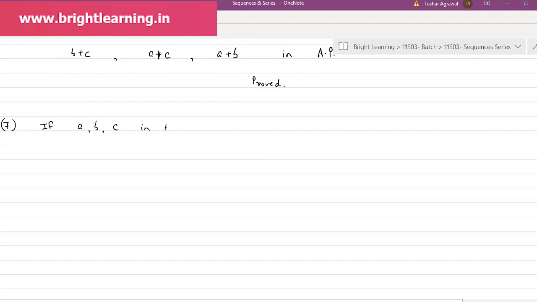If A, B, C are in AP, prove that A square into B plus C, B square into C plus A, and C square into A plus B are in AP.